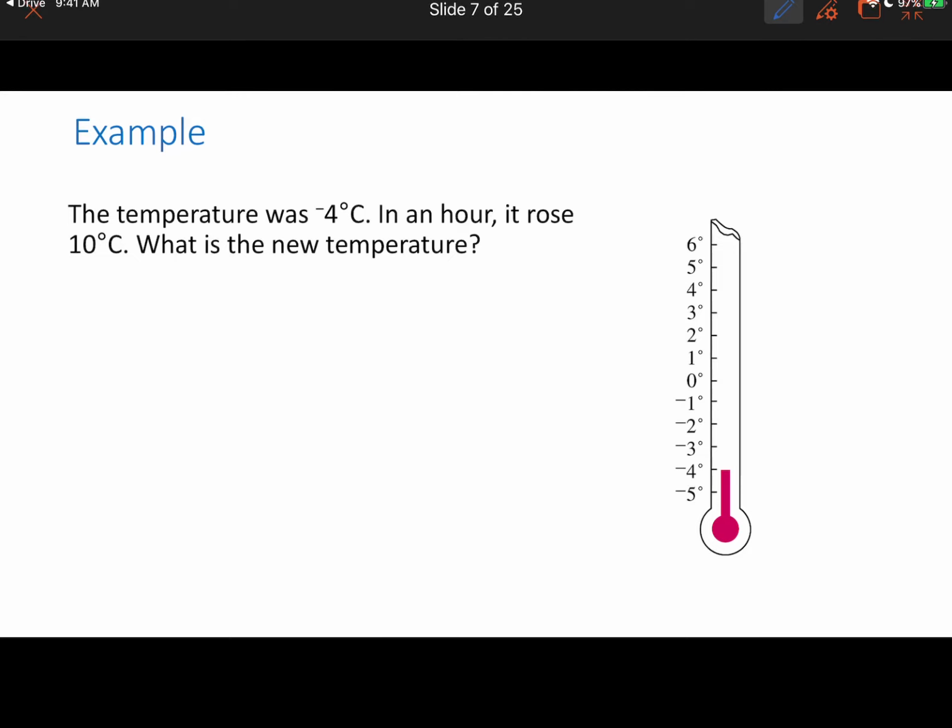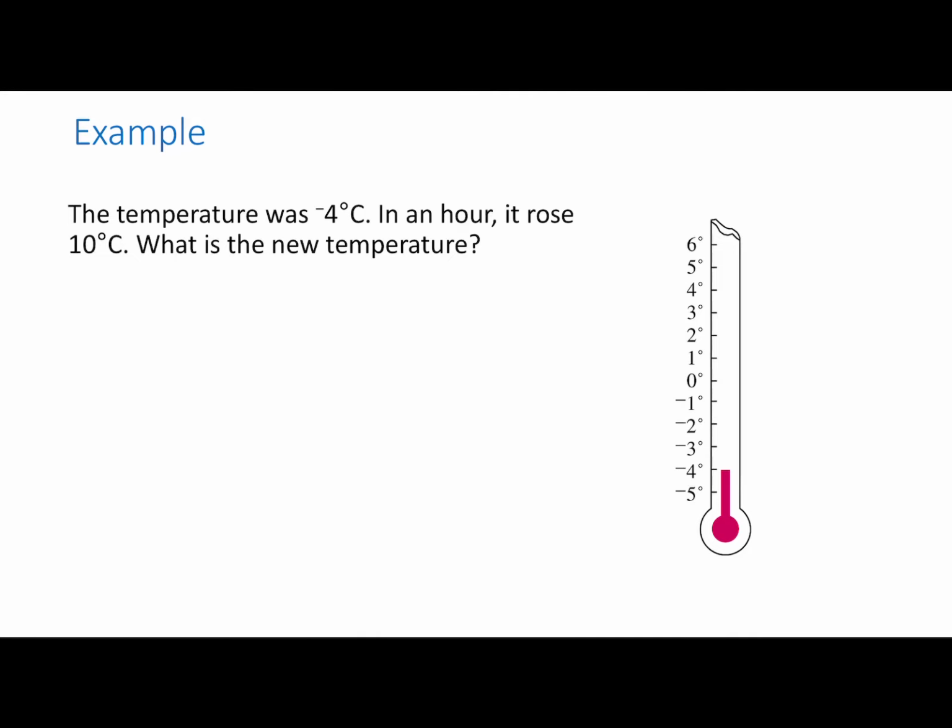Let's look at another example. So this is, remember, those 6th graders need to be able to look at real-world examples. So here we have a thermometer. The temperature was -4 degrees Celsius. In an hour it rose 10 degrees Celsius. What is the new temperature? What is this doing? I need to add -4 plus 10. Moving up is going to be adding 10. And you can see I ended at 6. So the new temperature is 6 degrees Celsius.